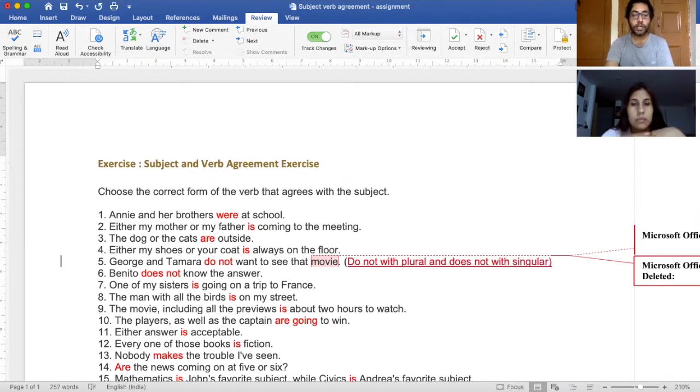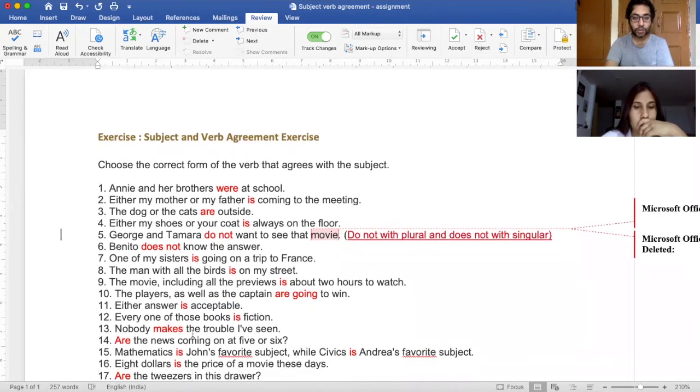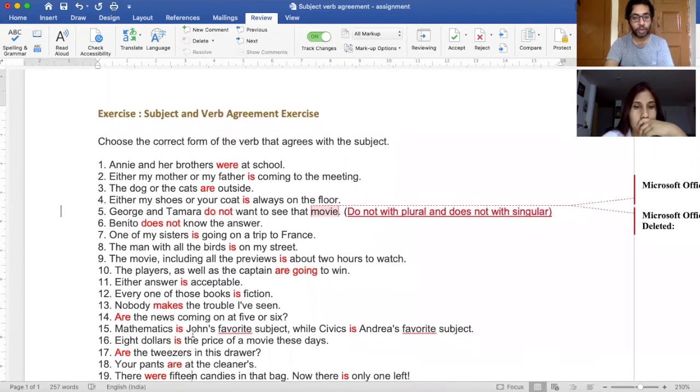Yeah. Benito does not know the answer. One of my sisters is going. Okay, yes, one of the sisters. The man with those birds is on my street. It's about the man. The movie takes about 2 hours to watch. The pairs are going to win. Yes, so both of them are taken together. Either answer, that means one of the answers. Either one of those books is okay. Nobody makes good.